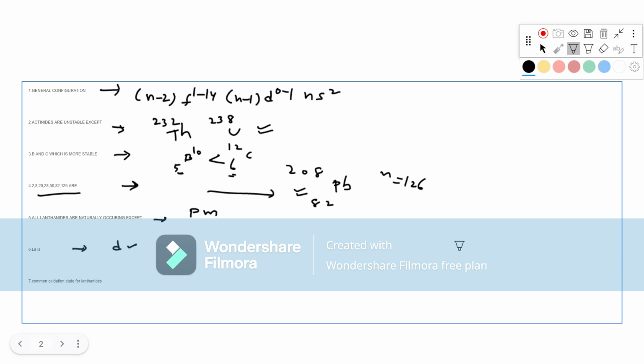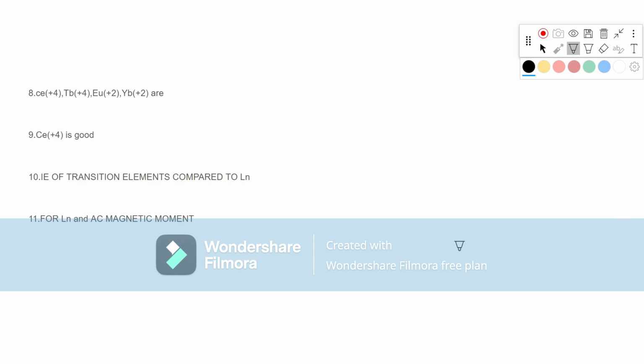Next, common oxidation state for lanthanides. What is the common oxidation state? +3 is the most common oxidation state for lanthanides. Sometimes +4 is also stable, but most commonly +3 is more stable. Next, cerium +4, terbium +4, europium +2, and ytterbium +2. These four are very, very stable. Generally, +3 of lanthanides is stable.